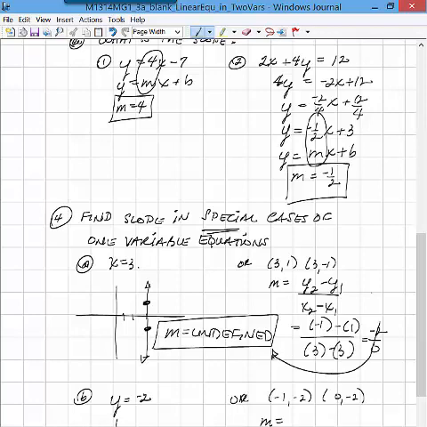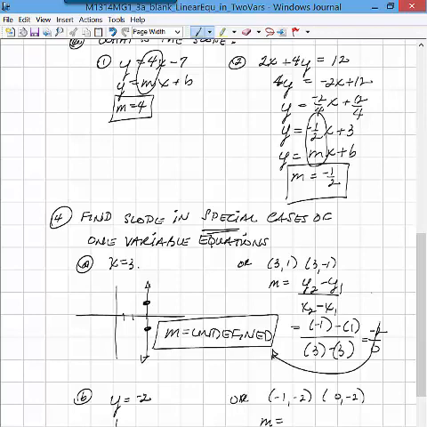Part B is a horizontal line. This is your origin, and this is your line y equaling negative 2. If you have a horizontal line, your slope is 0. Again, your answer is not the words no slope. Your answer is that the slope equals 0.